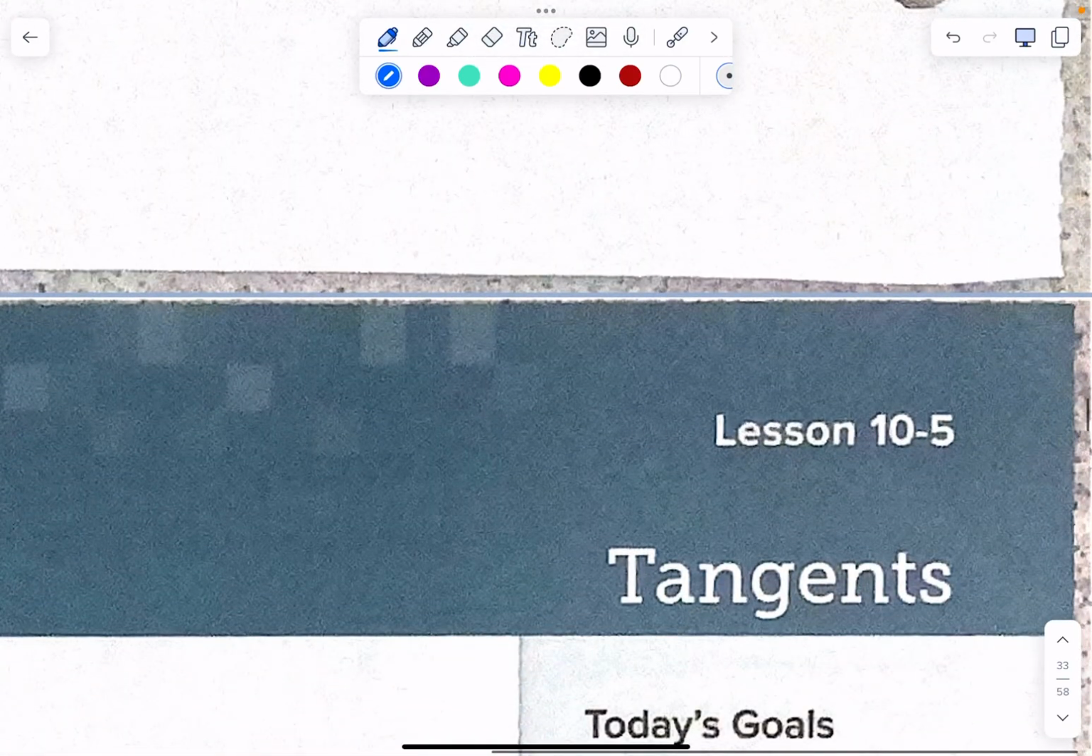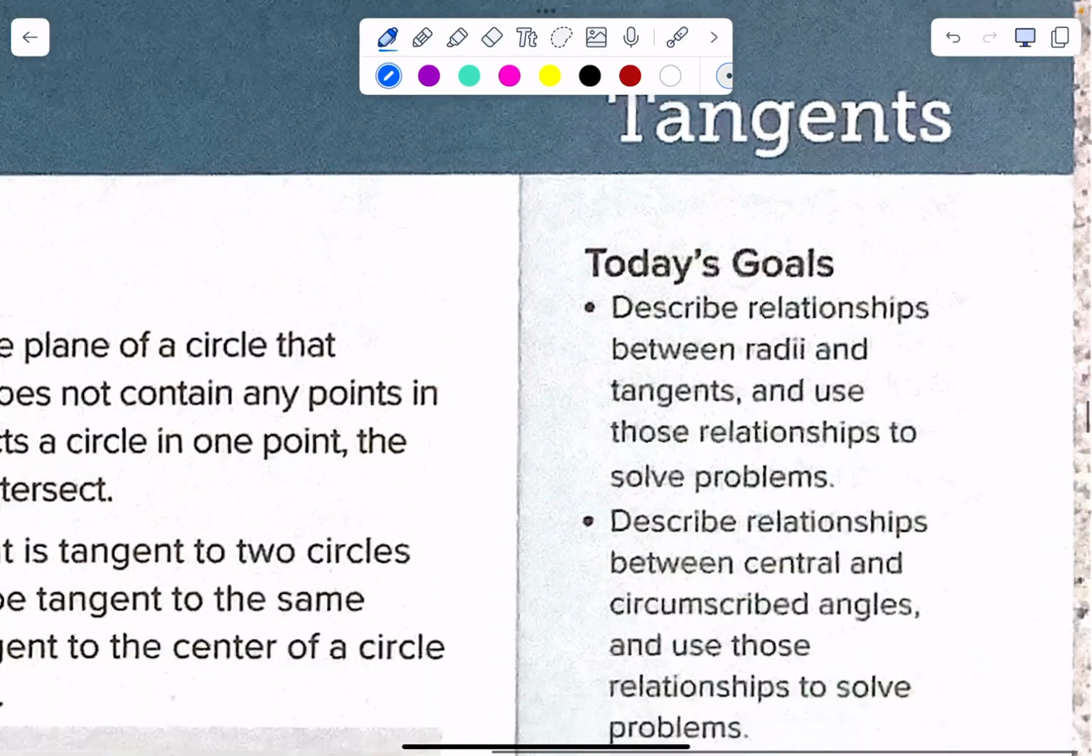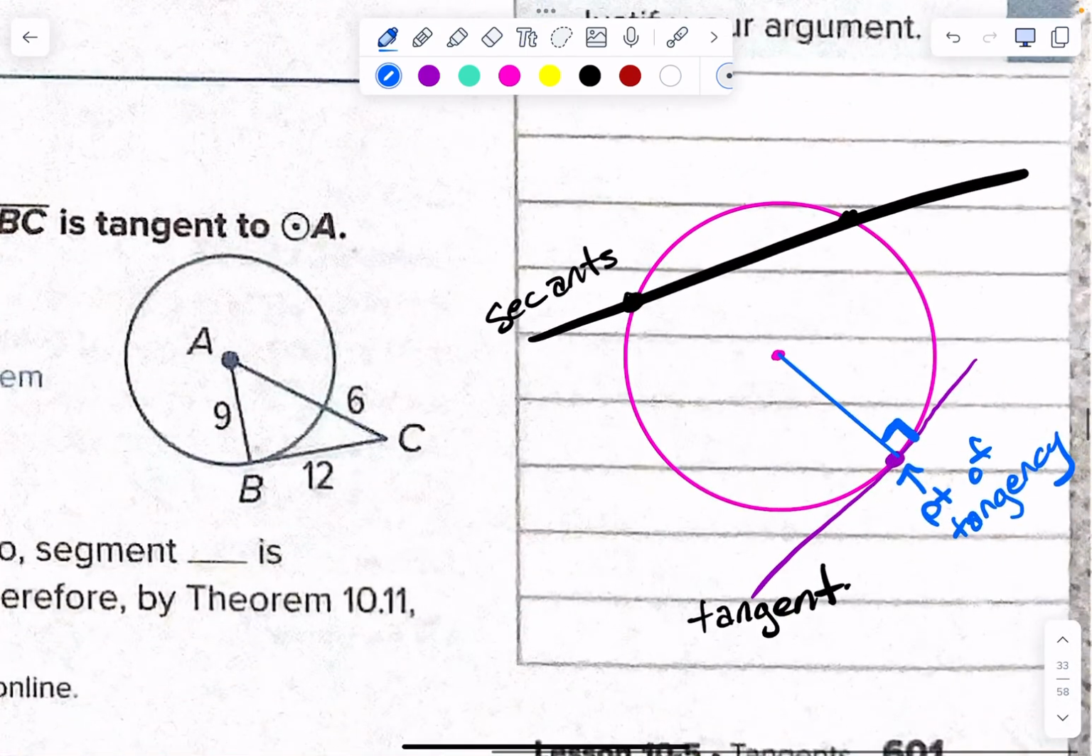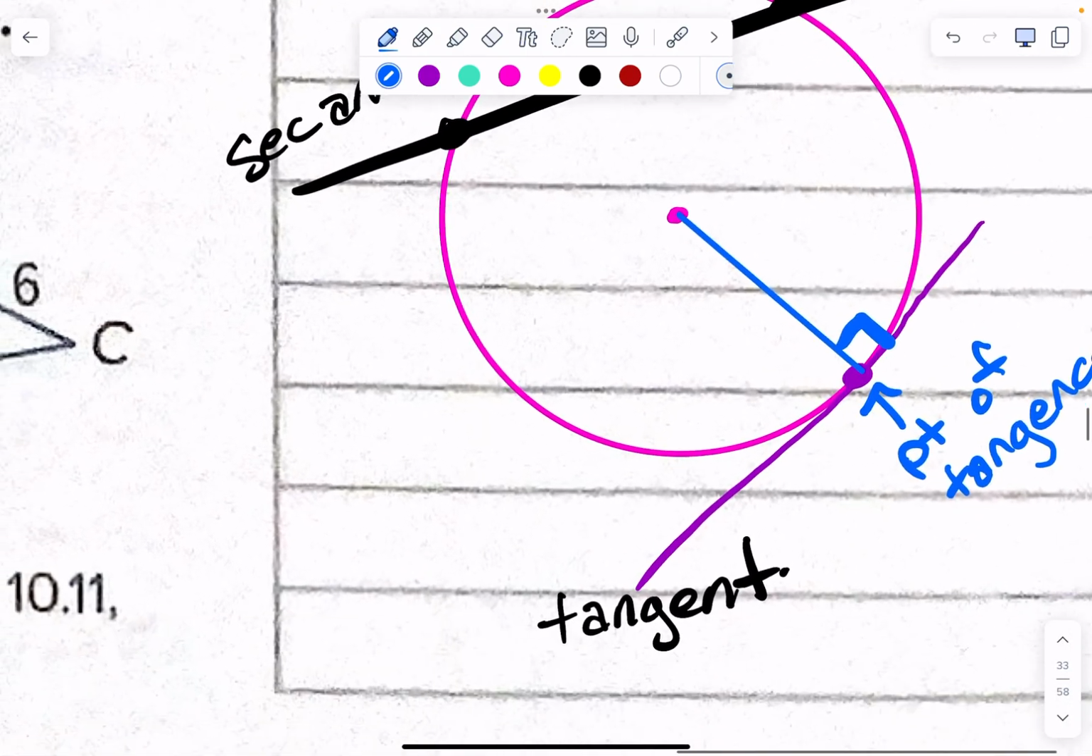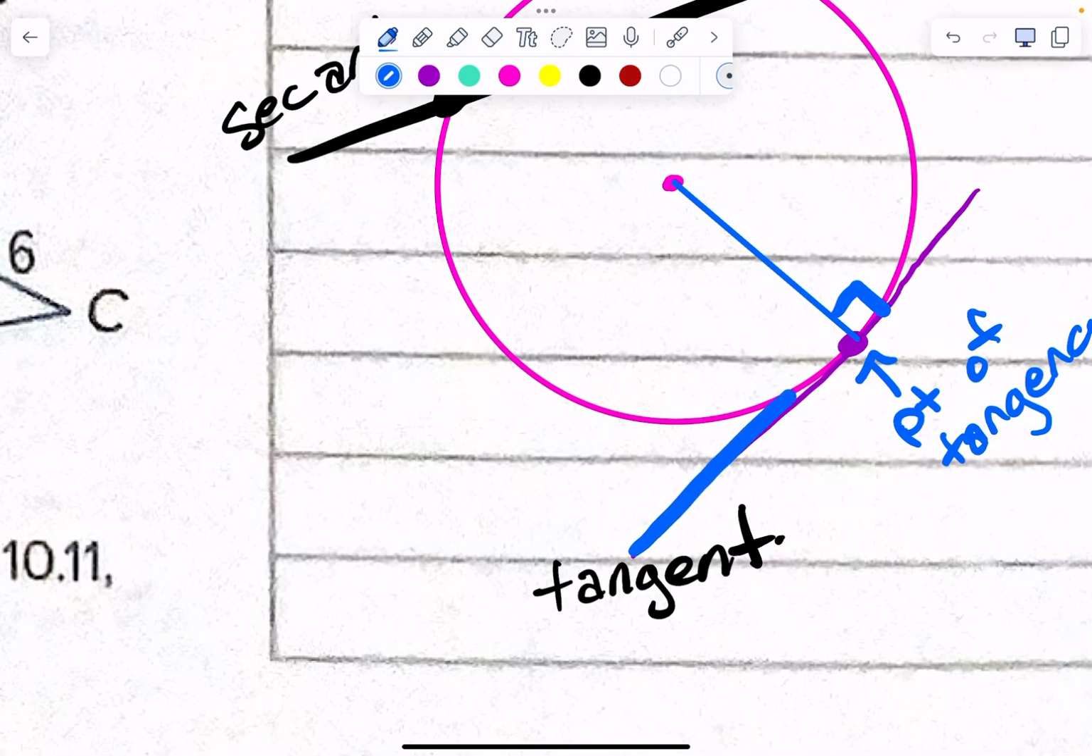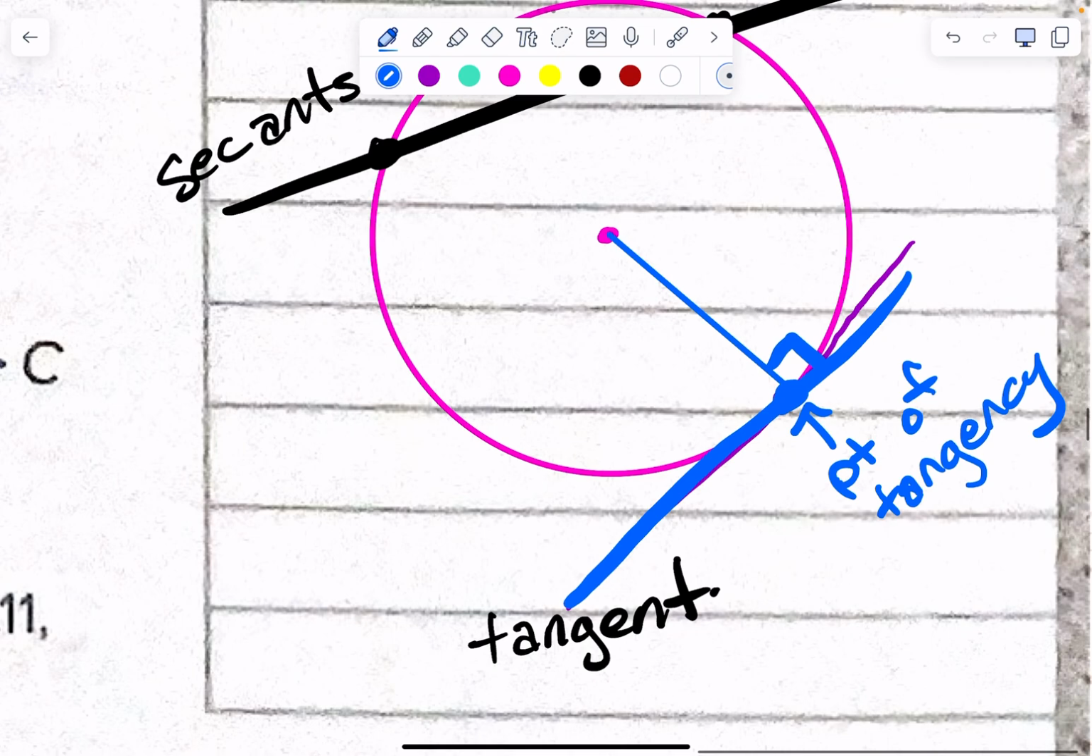All right, Olivia, this is section 10.5. We're talking tangents, and I had them draw a little diagram down here of a circle. Okay, here's my circle. A tangent line is a line that touches the circle at just one place. That's called the point of tangency. If I connect that line back to the radius, it's a 90-degree angle to the radius. So tangent is perpendicular to the radius.